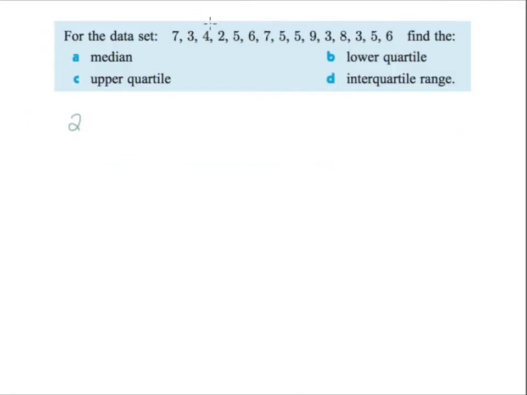So let's look at our first example. Now, as always, as soon as you see a data set from now on, the first thing you need to do is reorder your data into increasing order. Part A says find the median. So first I'm going to look and see how many data points I have. And because of that, I'm going to use my formula for median.